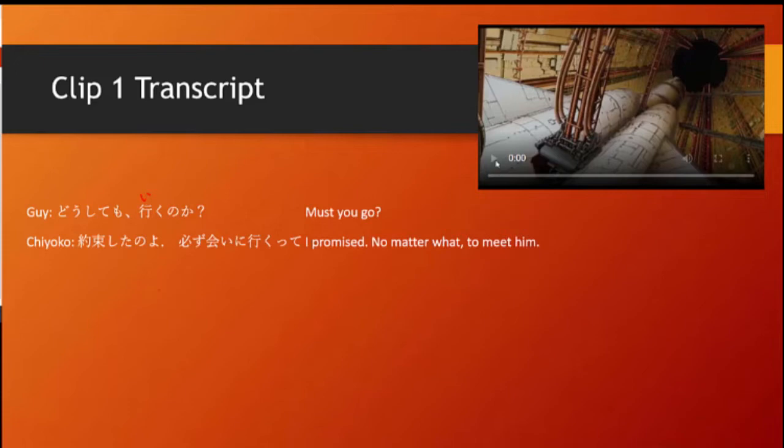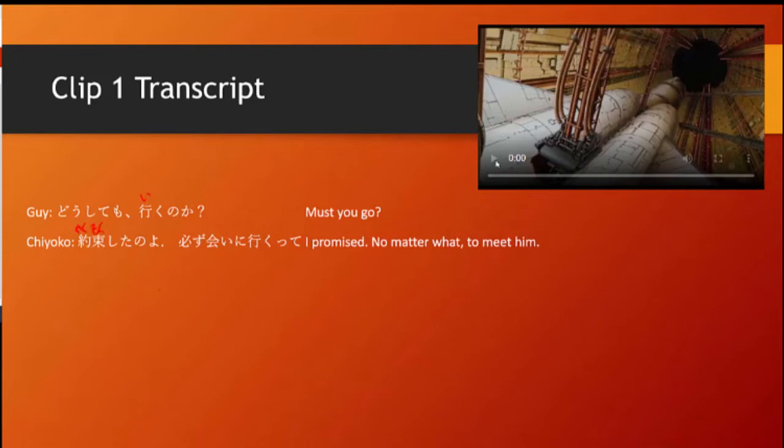Doshitemo is saying, like, must you, do something, for example. Doshite, why? And temo is like, no matter what, or even if. So it's almost like, no matter what, or no matter why, will you go? Iku no ka?